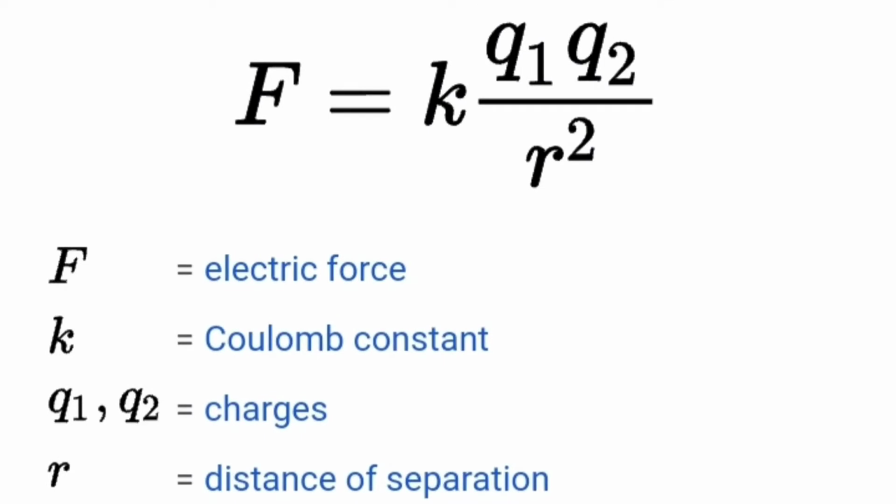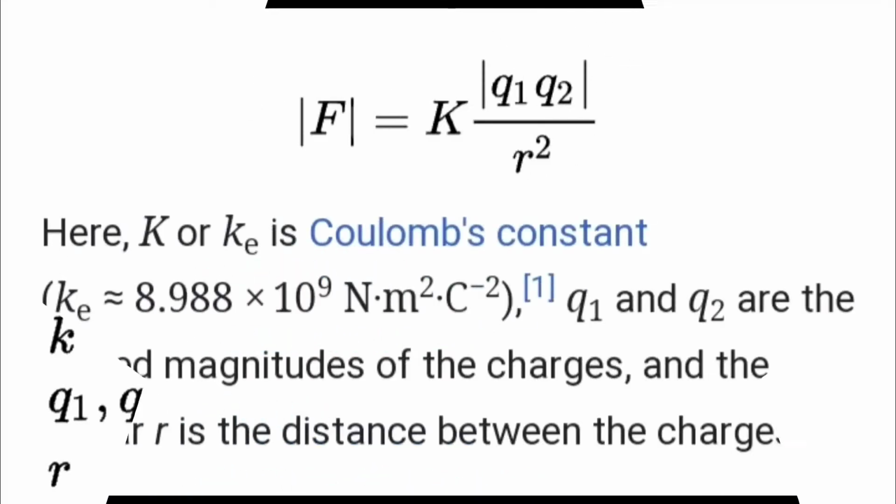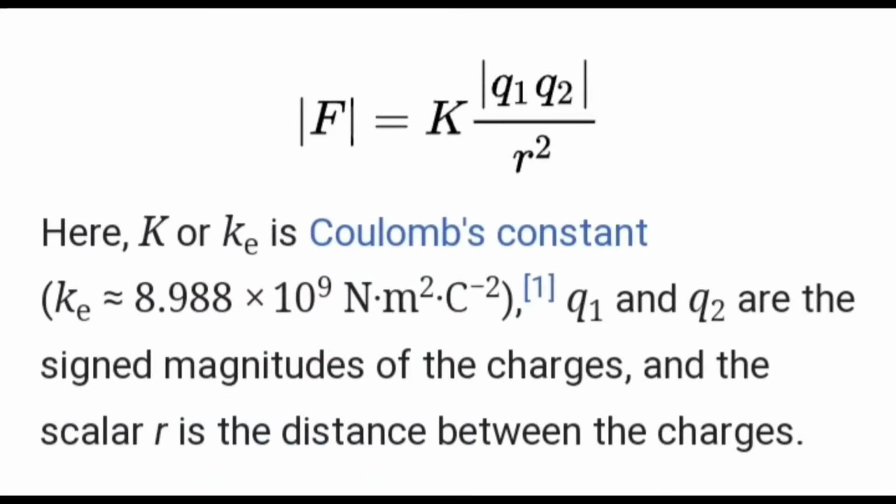Mathematically expressed as F, which is the electric force, is equal to K, the Coulomb constant, times the product of Q sub 1 and Q sub 2, which are the charges, all over R squared, which is the distance of separation. Our K, or the Coulomb constant, is equal to 8.988 times 10 to the power of 9 Newton meter squared over C squared.